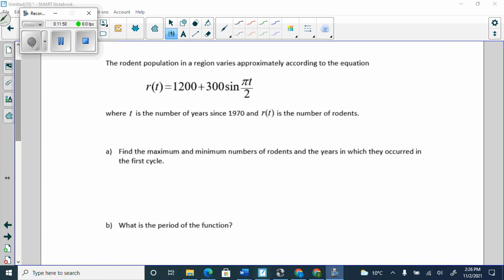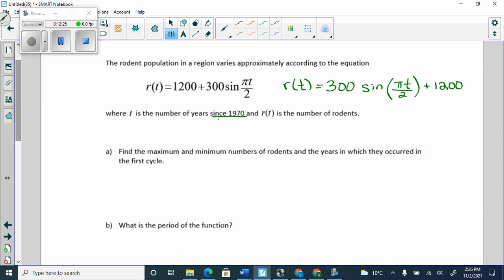So this one here is written in a form, I told you guys to try this yesterday, where the 1200 is sitting at the front, but if this is my option, I'm going to rewrite it to put the 1200 at the back so it's my d-value. Because it is my d-value, they just put it out of order of what I like. So I'm going to go r of t equals 300 sine pi t divided by 2 plus 1200. Where t is the number of years since 1970.